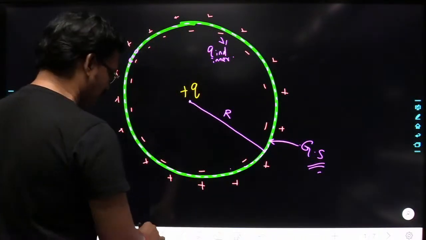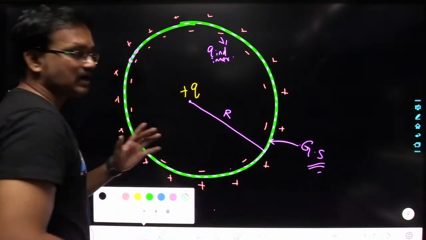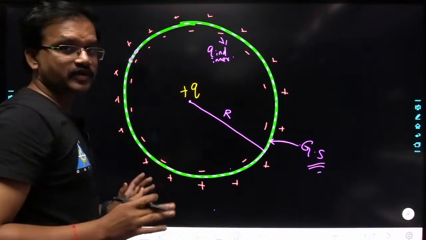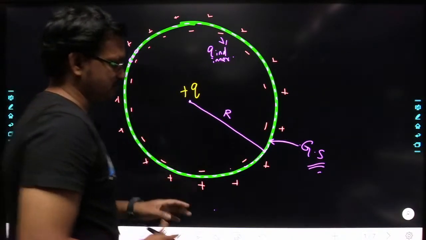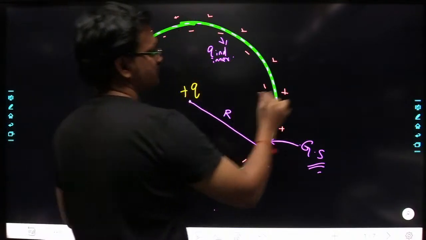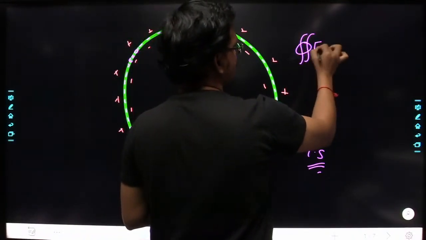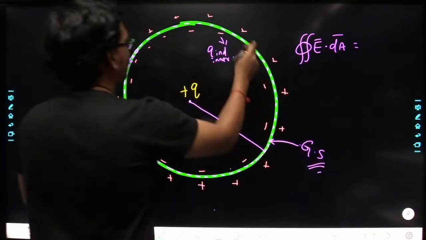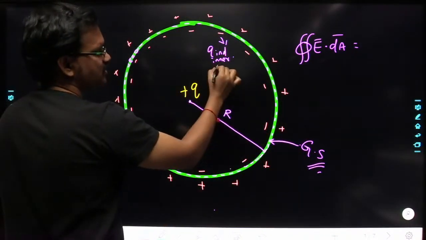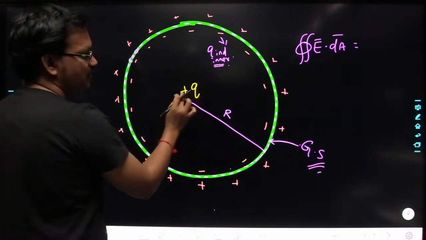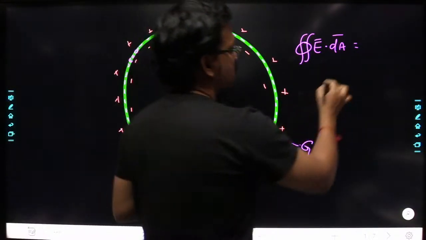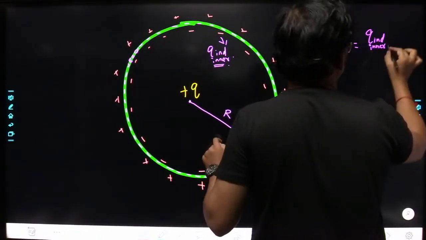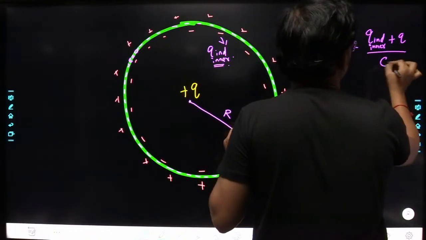Now if I apply Gauss law, what does Gauss law say? The electric flux leaving any Gaussian surface must be equal to the charge enclosed by that Gaussian surface. So the electric flux leaving this Gaussian sphere must be equal to the charge enclosed. What is the charge enclosed by this Gaussian sphere? It is Q induced inner plus this Q. So this is equivalent to Q induced over the inner surface of the conducting sphere plus Q, divided by epsilon.